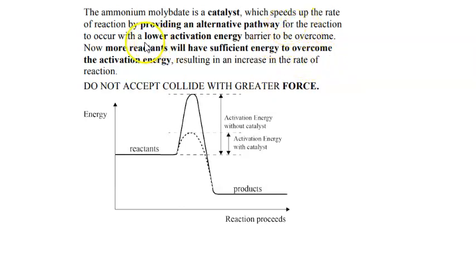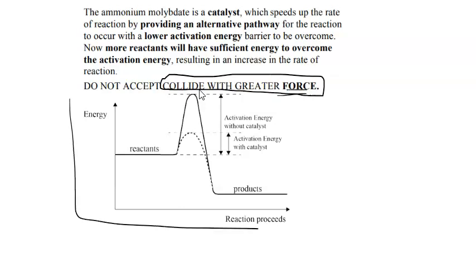For the reaction to occur with a lower activation energy barrier to be overcome, now more reactants will have sufficient energy to overcome the activation energy, resulting in an increase in the rate of reaction. So we're not accepting that collide with greater force. So we're talking about activation energy. So there's more energy for reaction to happen, not force. You might have used that a couple of times in year 11, and the answer schedule would let you get away with that. So here's our diagram here, which is what we did.